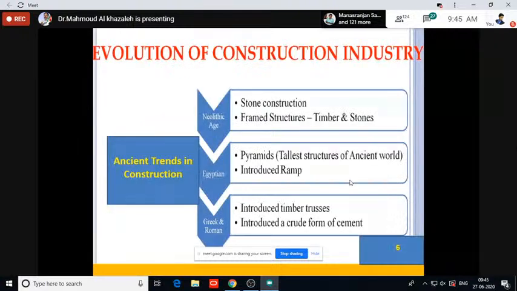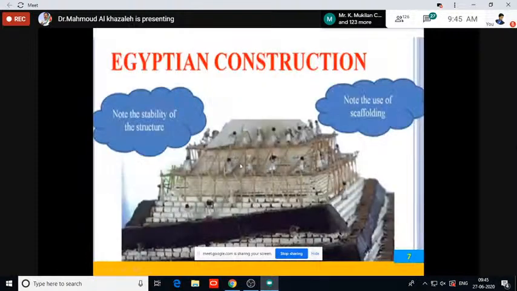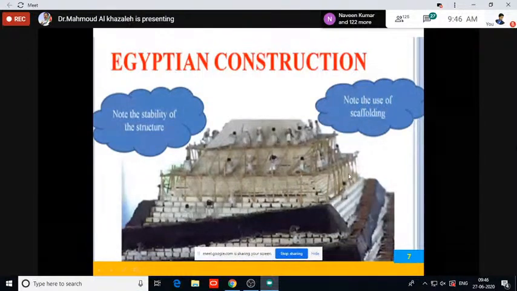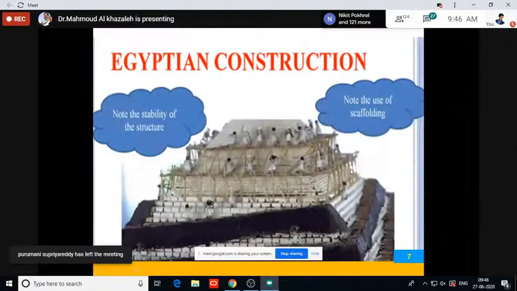We know the ancient period starts with the Stone Age and the Egyptians, where they used different types of materials, stones, marble, and others, and the Greeks and Romans introduced timber and trusses in construction technology. And here we can see how the Egyptian construction methodology was used. They knew the stability of the structure, and they knew the use of scaffolding. If you look at the slide, you can see the Egyptian people, thousands of years ago, used scaffolding and protected the stability of the structure.